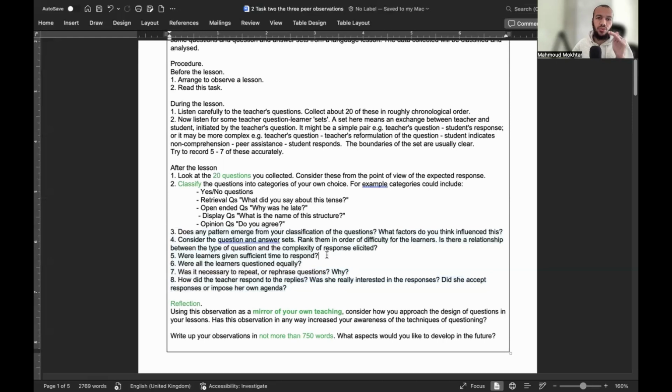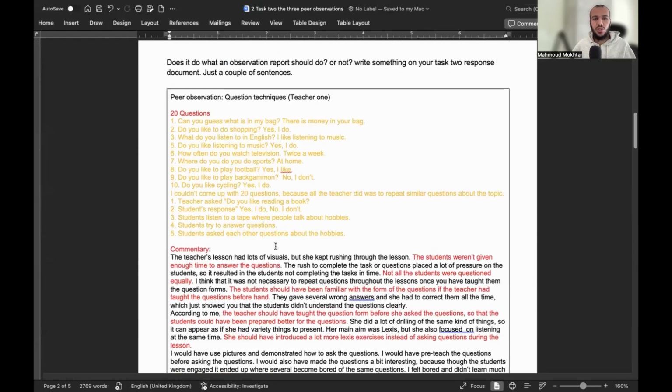By the end of your peer observation report, it is expected that you reflect on your own teaching. How would you change things in the future in your own lessons? That's mainly the main purpose of it. Not more than 750 words. Now let's look at part 1. Teacher 1.